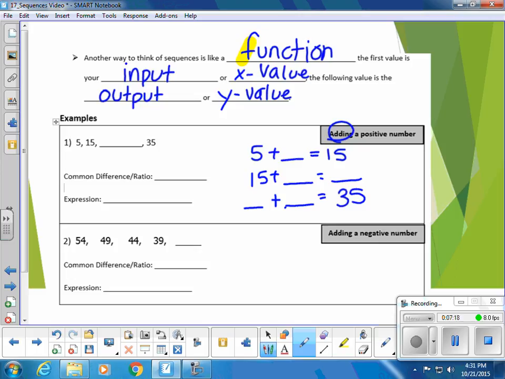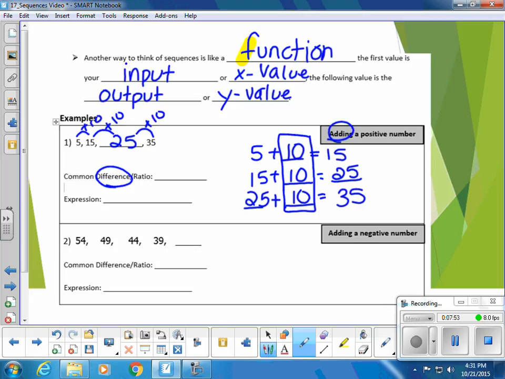So let's think about how we're doing this. What do I add to get 15? I add 10. So if I add 10 to 15, I should get 25. I start at 25 because that's where I left off. Add 10 because this should be the same for all of them. 25 plus 10 is 35. To go from here to here is plus 10. So 25 gets filled in the blank here, and our common difference is plus 10 because we're adding 10 each time.